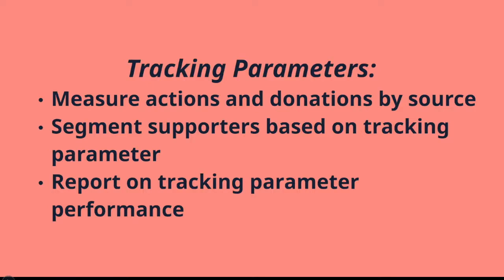You can segment supporters based on tracking parameter. So once the supporters come onto your page from your tracking link and they've made a donation, you can now segment people who came from that source, like Facebook supporters or Twitter supporters. You can also report on how a tracking parameter is performing. So if you wanted to see a visual report of how much money has come in from a coalition partner tracking parameter you've created, you can do that as well.